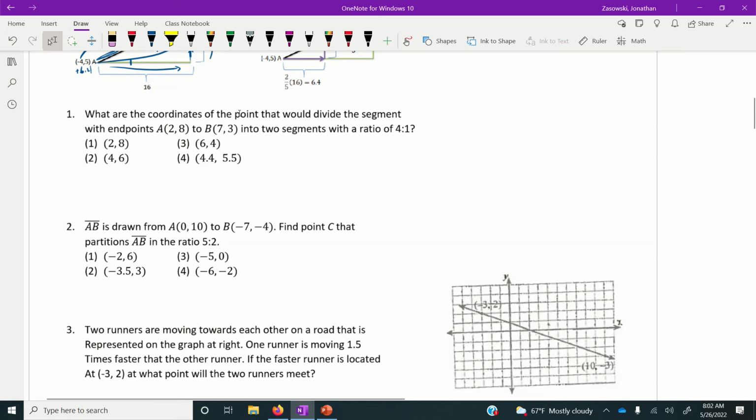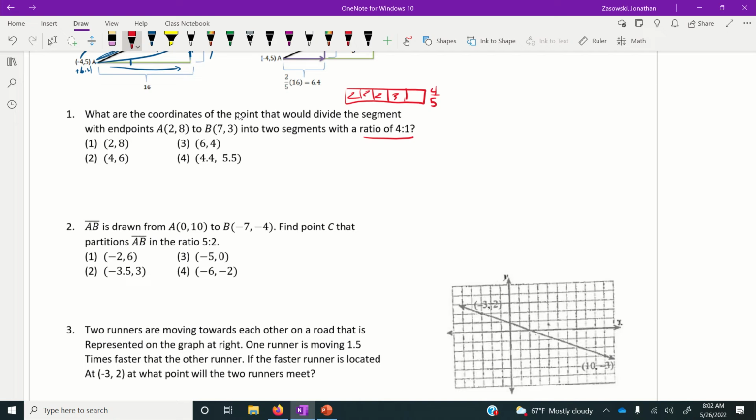So what are the coordinates of the point that would divide the segment, given the endpoints, A and B, with a ratio of 4:1? So as soon as we see the 4:1, we got to think to ourselves that we have a segment. We want to cut it so there's 4 parts on one side of the line here, and then there's one part on this side. So here's our 4 parts over here and 1 over here. And so this would be 4/5 of the total line. The first number over the sum.